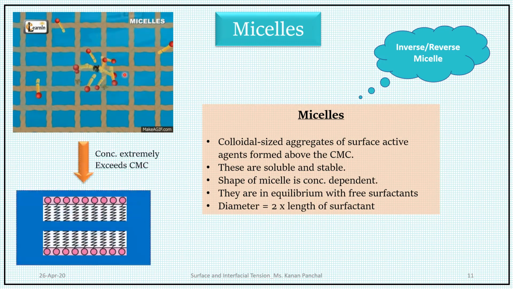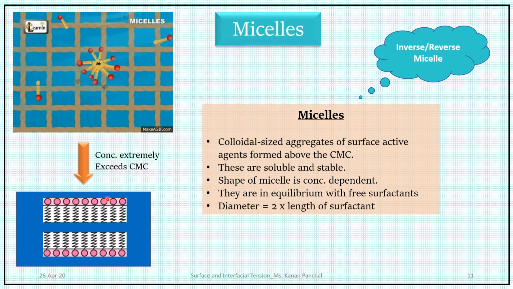Even after the CMC is exceeded, their shape changes. The spherical micelle becomes lamellar. Therefore the shape of the micelle is concentration dependent. And the diameter of these micelles is twice the length of the surfactant. The individual surfactants are molecular, but when they form micelles, they become colloidal in size.